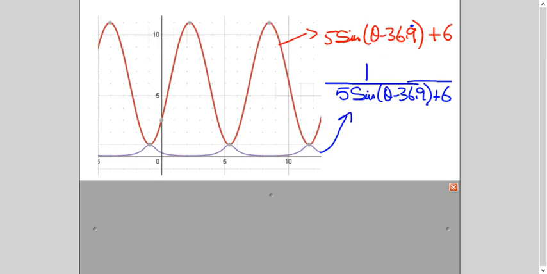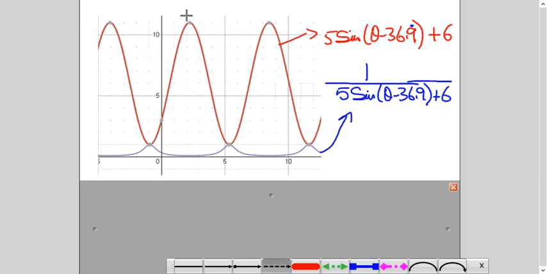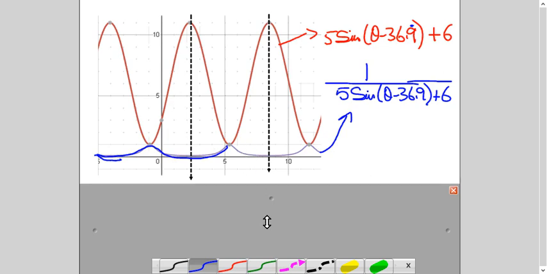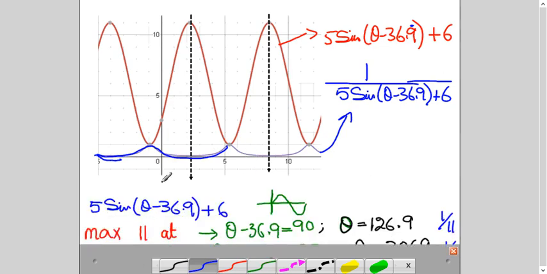Now, very important thing to notice here in this graph is, if you pick up this maximum value, same is the minimum value. If you pick up the maximum value for the red graph, for this blue graph, minimum is same, right? So it means the values which you have found, for example, maximum 11, this was maximum 11 for the graph 5 sine theta minus 36.9. The maximum value was 11.